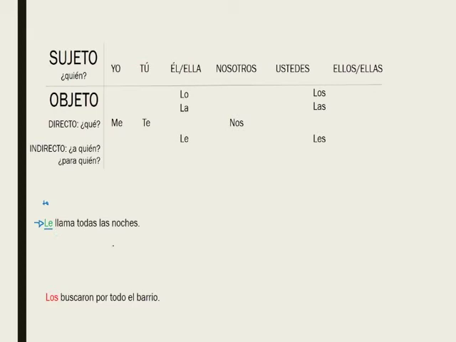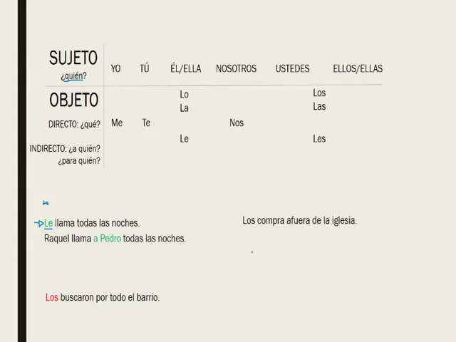A Pedro. Who calls? If I want to find the subject of our sentence, I'm going to ask who. Who calls every night? Raquel. To whom does she call? To Pedro. So the original sentence would be Raquel llama a Pedro todas las noches. But since we're already in context, I can say something as simple as le llama todas las noches. And hopefully you'll understand me because you already know. Okay?